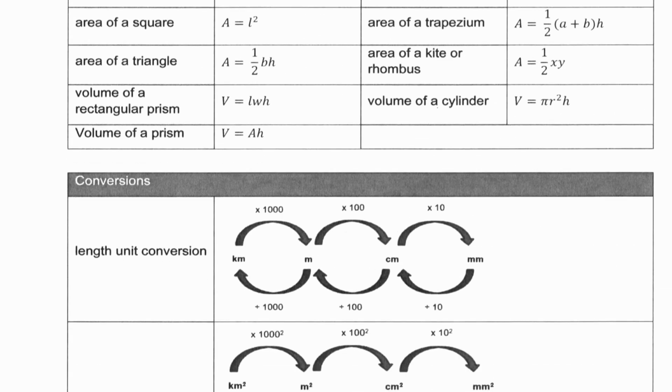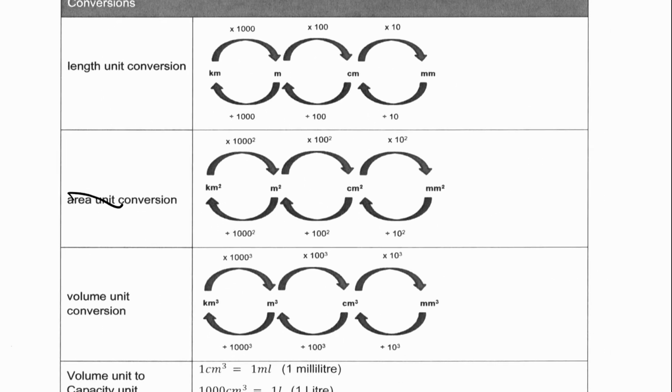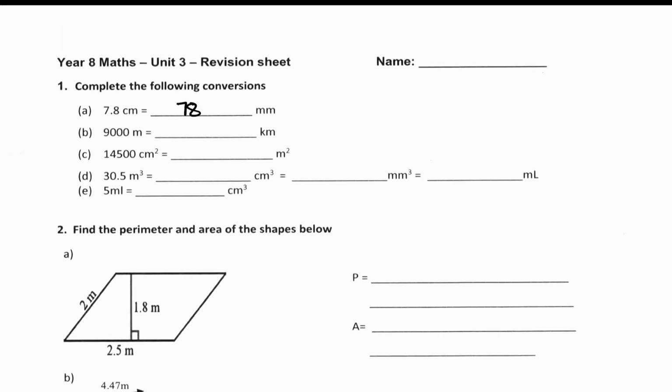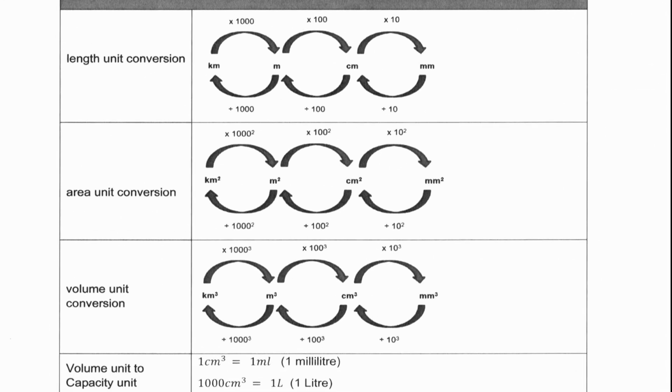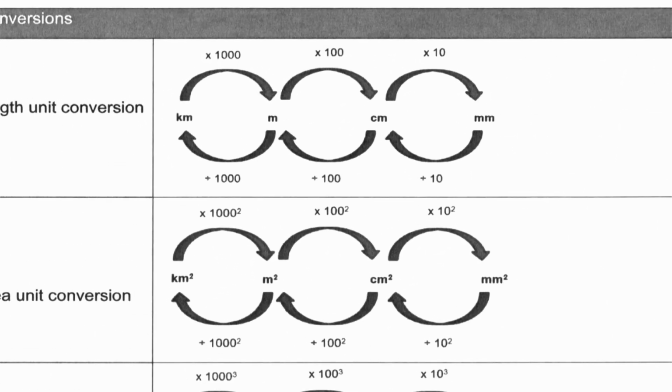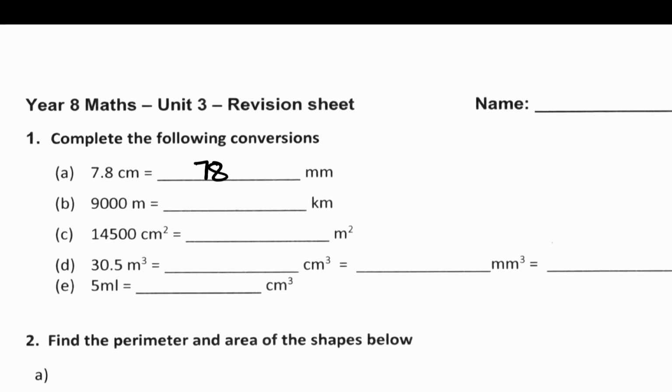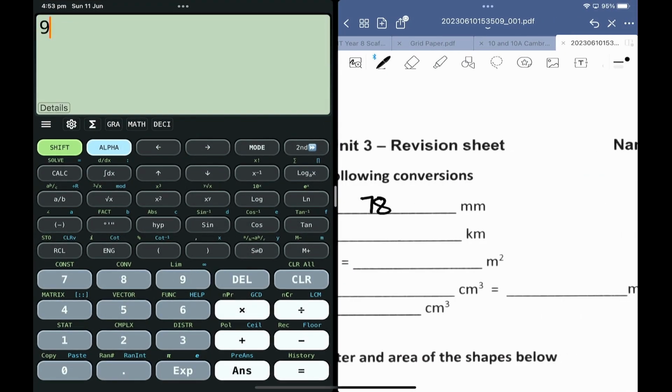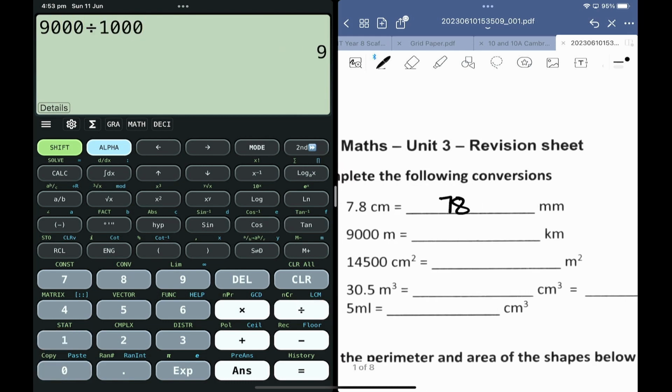So we have a look. We don't need the area one. We don't need the volume one. We're looking here at the length. And that was going from meters to kilometers. So we can see here to get from meters into kilometers, we need to divide by 1,000. So we've got 9,000 divided by 1,000 gives us just 9 kilometers.